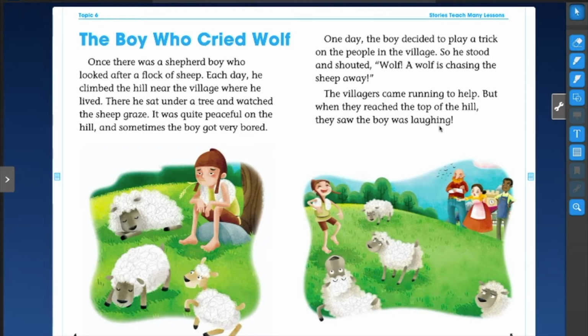Did you hear any key details? Let's reread a sentence to find out. One day, the boy decided to play a trick on the people in the village. Was that important? The villagers came running to help.